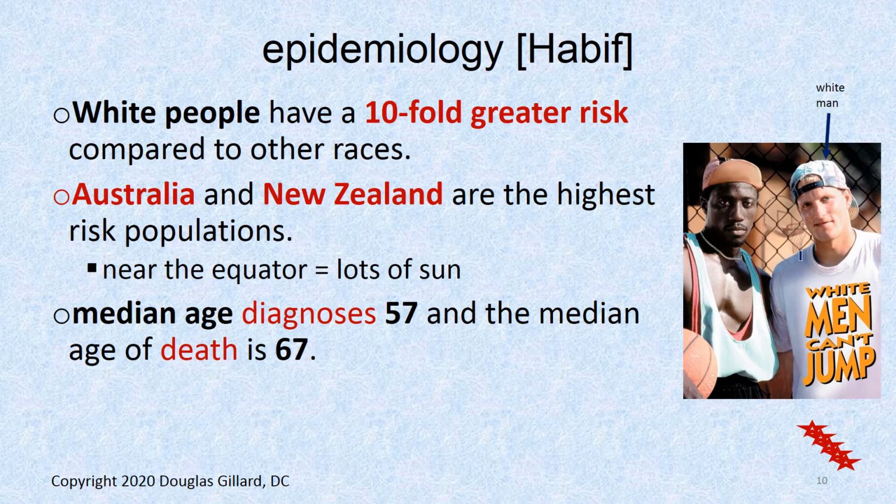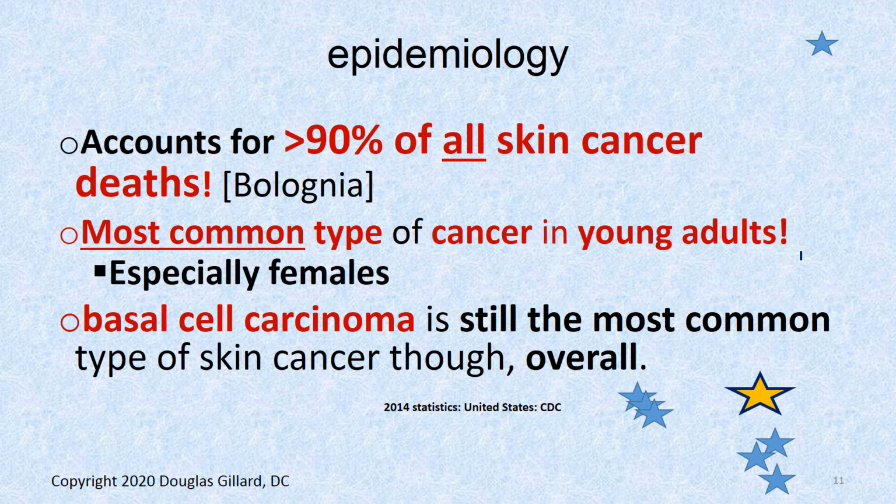People in the Sun Belt, Australia, and New Zealand have the highest numbers of malignant melanoma because they're closer to the equator, and that's a very outdoorsy place. Median age of diagnosis is about 57, and the median age of death is 10 years later, 67. It accounts for 90% of all skin cancer deaths. So if you're going to die of a skin cancer, this is most likely the one. It's also the most common type of cancer in young adults, especially females. Basal cell carcinoma, again, is still the number 1.